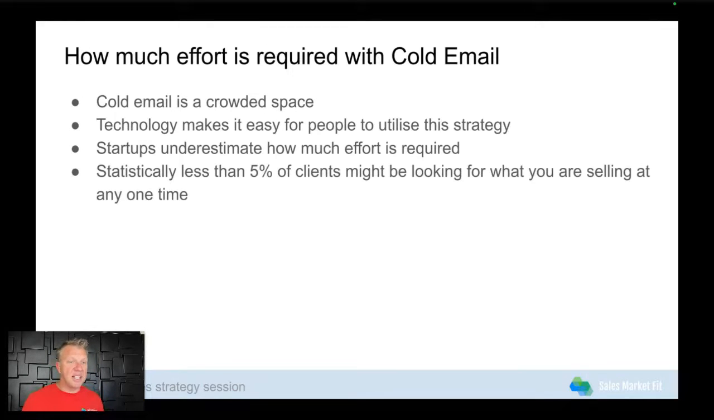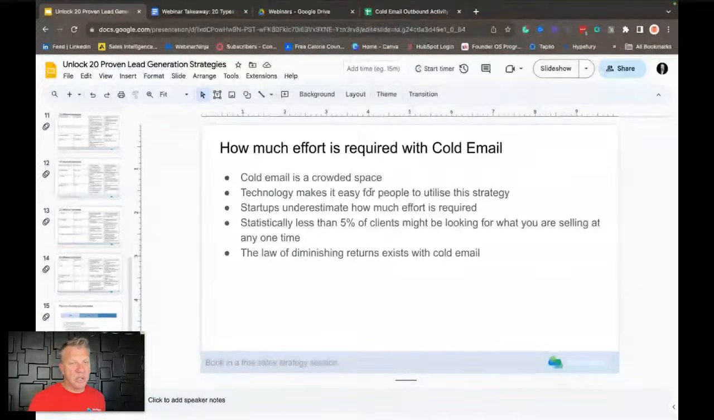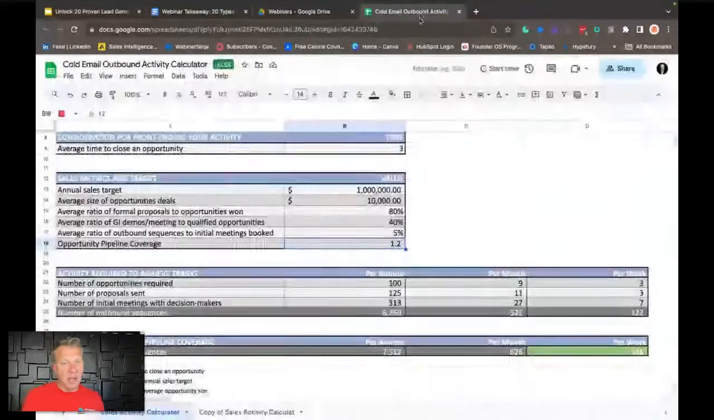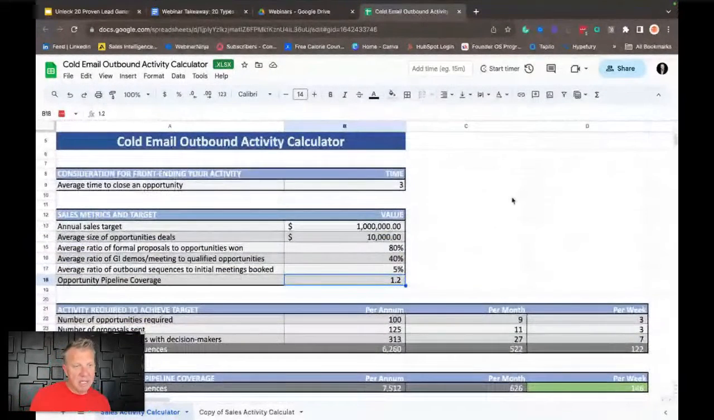Now, statistically, there are less than about 5%. I think it's closer to 2 to 3% of clients might be looking for what you're selling at any one time. And the law of diminishing returns exists when it comes to cold email. Now, what I've done here, I've got this cold email activity calculator. I'll come back to this in a second, but this is if something takes you 3 months to close, we'll come back to that.